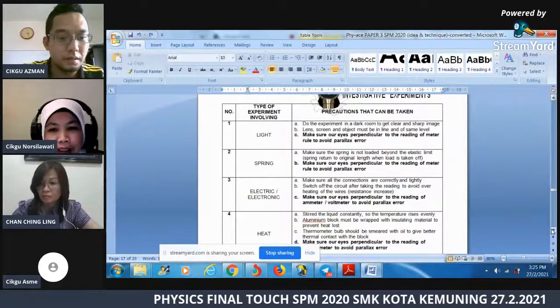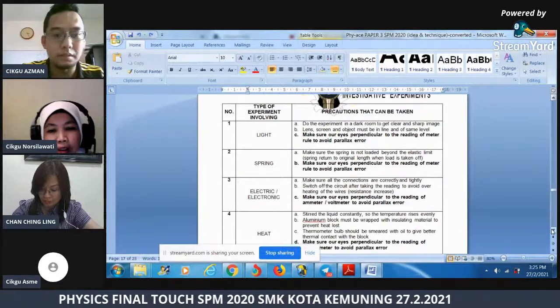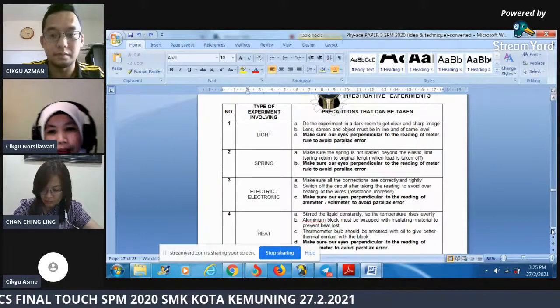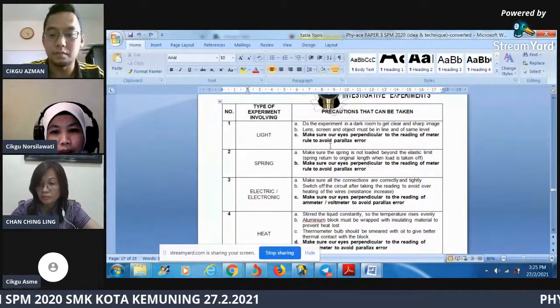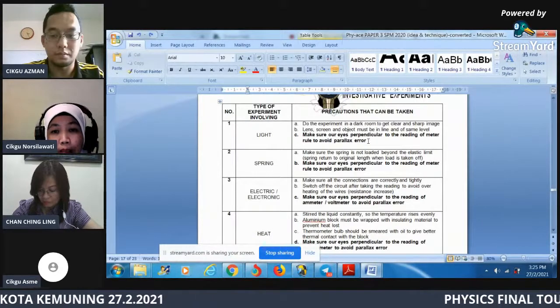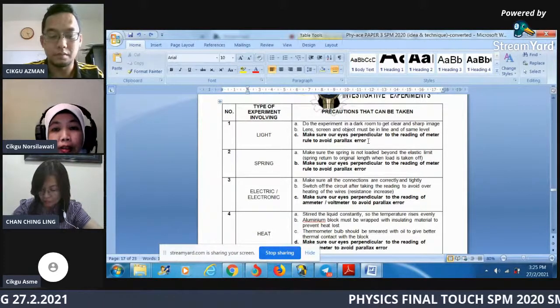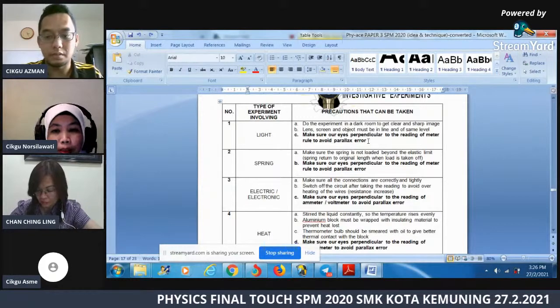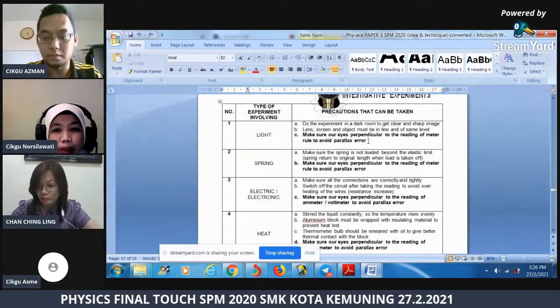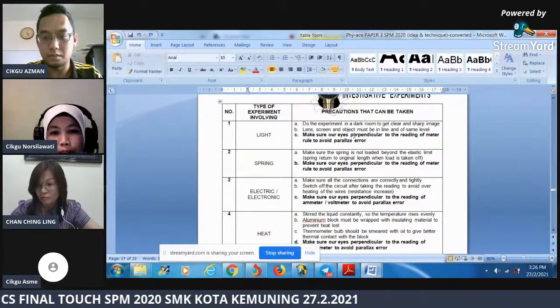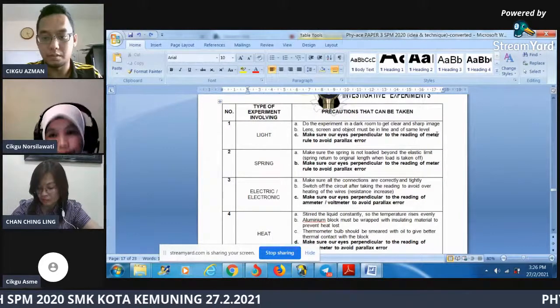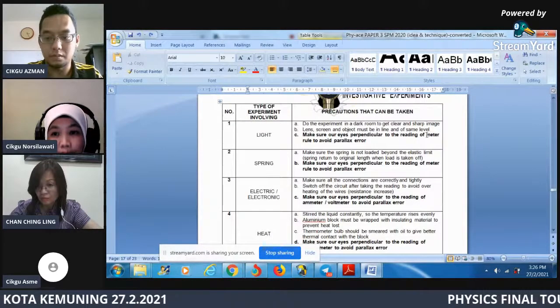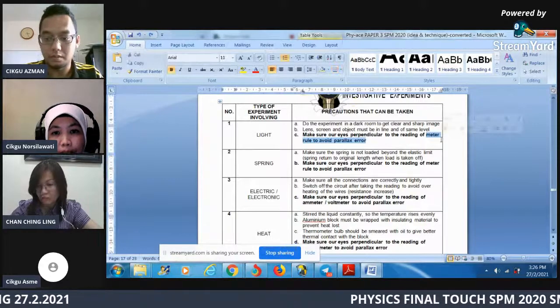Avoid parallax error, tak boleh letak ya. Okay, don't write avoid parallax error. Okay, bila you letak avoid parallax error, that means you did not tell us what steps should be taken. Okay, what precaution steps should be taken. Tak beritahu kita pun apa step dia. So if you write, make sure eyes perpendicular to the reading of meter rule, state the measuring instrument here.